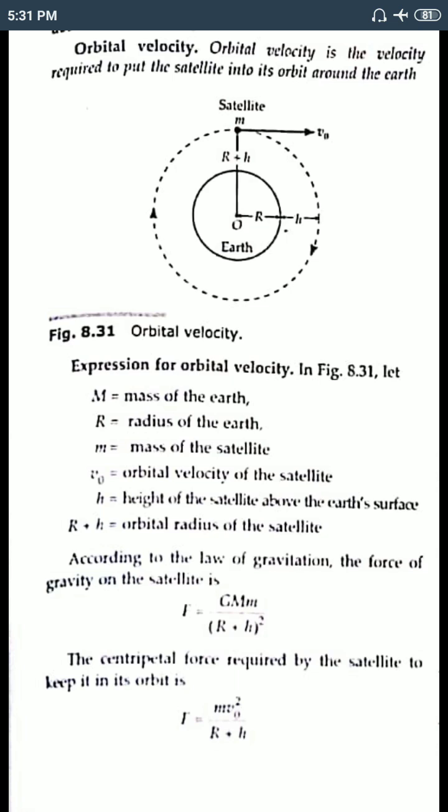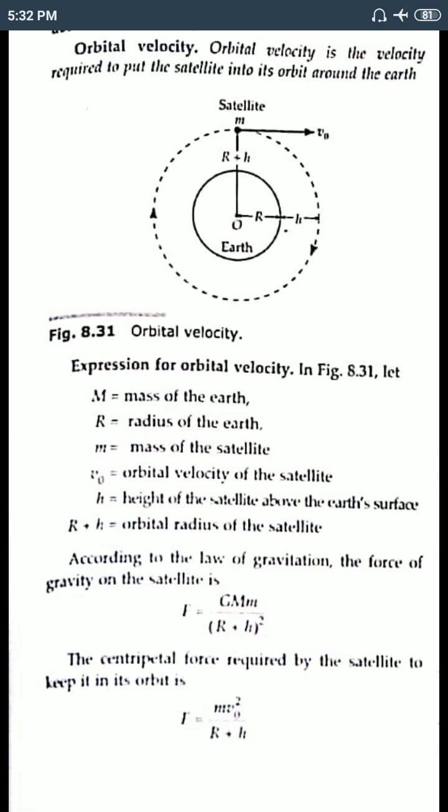Now, to keep the satellite in its own orbit, another important force is required, called centripetal force. Whenever the satellite revolves around the earth, the gravitational force of attraction acts between them. The other force is the centripetal force, required to keep the satellite in its orbit, and that expression we know is mv square by r. So here we write m V0 square by (R plus h).